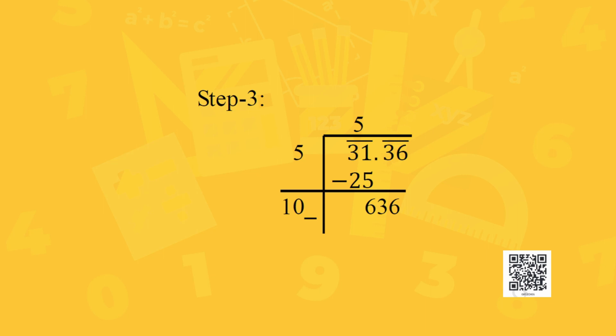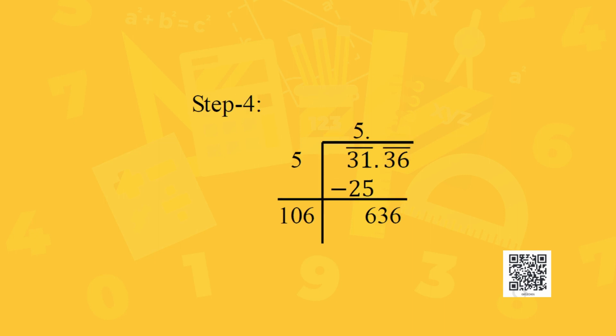As step 3, take down the number under the next bar, which is 36. So our new remainder is 636. Now also double the divisor. Our divisor was 5. By doubling it, we got 10. Put a blank on its right.